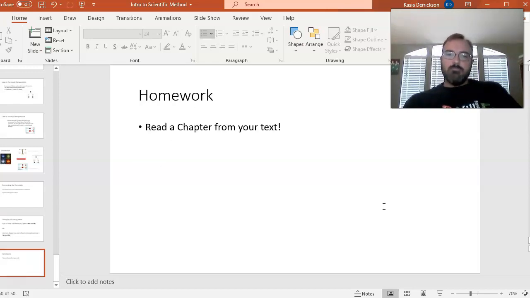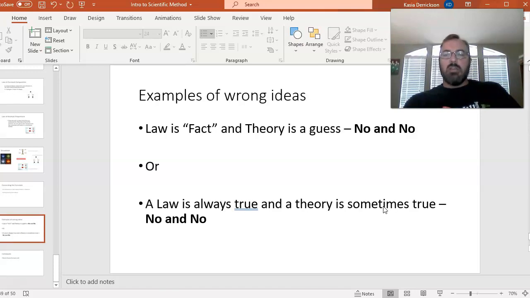So my homework to you, my encouragement to you, is to start reading your text and get the basic ideas down. I do expect you guys to be able to discuss these things, to discuss these laws and how the theory explains them, and to use this as an example to discuss the scientific method.